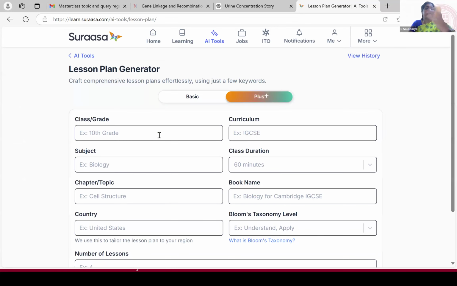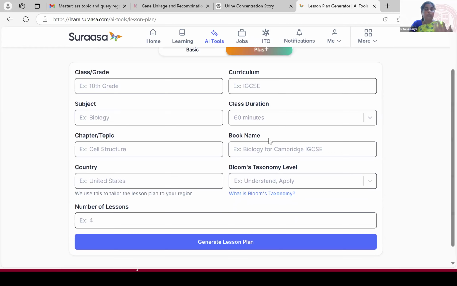So let us see, we have taken the lesson plan generator. I can give the grade for which I'm planning the lesson. Let's say in this case, 11th grade. The curriculum can be CBSE, IGCSE, or whatever we teach. Subject in my case has to be biology. Class duration, 60 minutes, 45 minutes, up to your choice. Chapter, whatever you're going to teach. Then what is the book you follow? Mostly in India, we follow a book called NCERT, so we can go ahead with that. Country, as per your choice.